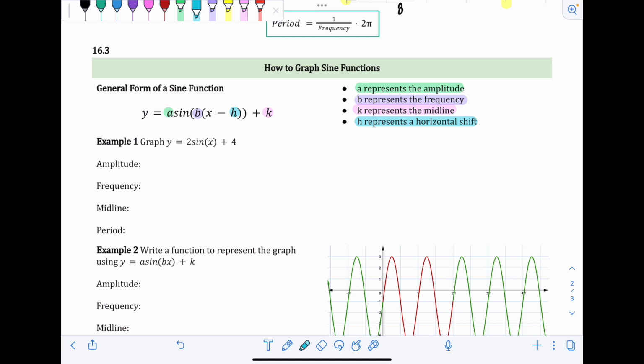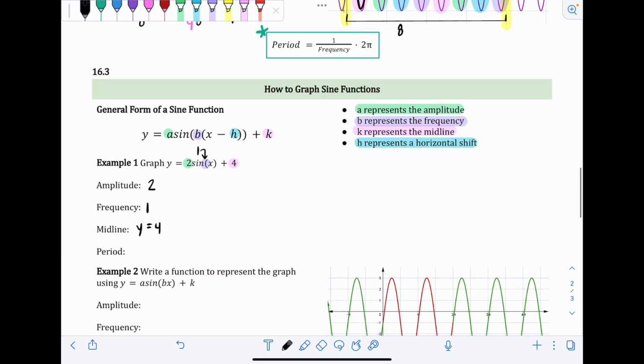So example 1, graph y equals 2 sine of x plus 4. We want to find the amplitude, frequency, midline, and period. The amplitude is a, the number in front, so our amplitude is going to be 2. The frequency is b, the number that comes between sine and x, and there's no number there, so that means the frequency is 1. And then the midline is k, the number added after the x, and there's a 4 there. The midline is a horizontal line, so we'd write it as y equals 4.